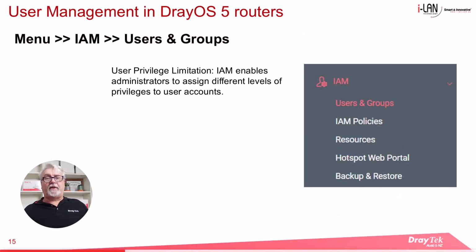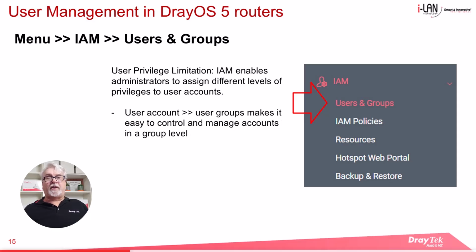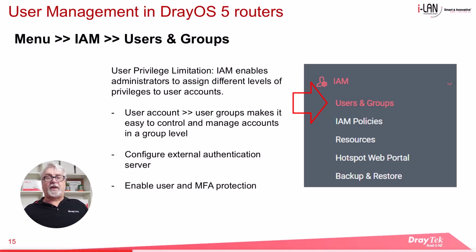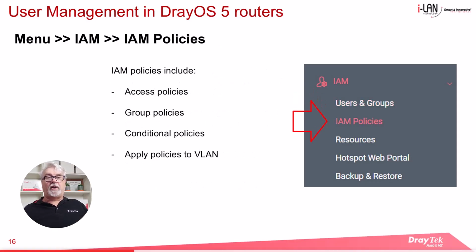Before we start looking at configuration options within IAM and DrayTek routers, let's have a quick look at the menu options. At the top, we have the Users and Groups option, which allows administrators to assign different levels of privileges to user accounts. Users can also be assigned to groups, which will make it easier to control the accounts at a group level. An external authentication server and user and MFA protection, like the brute force protection, can also be set up here. Next, we have IAM policies, where you'll find access policies, group policies, and conditional policies. Policies can also be applied to VLANs.